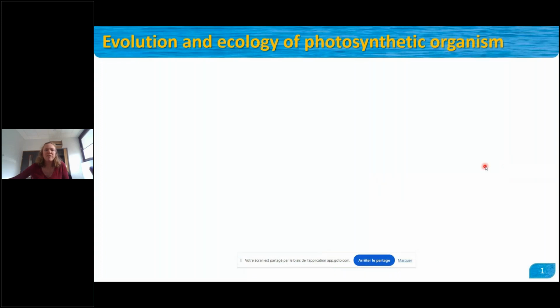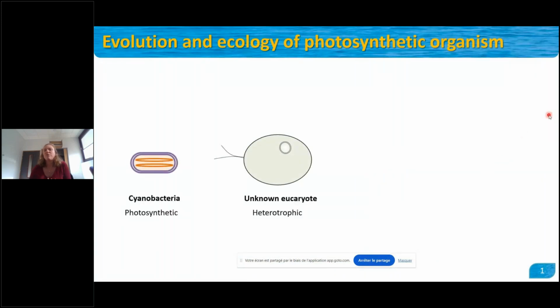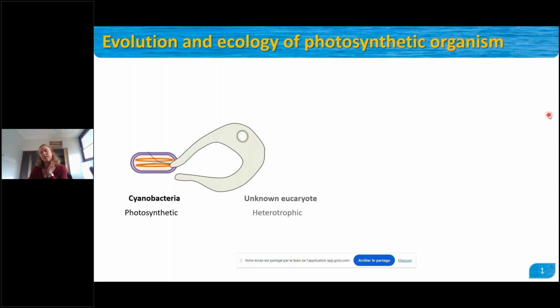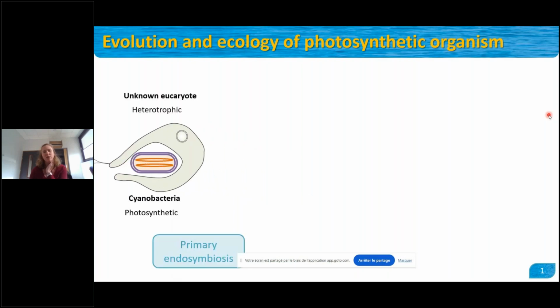We'll see. So the organisms we are working on are photosynthetic organisms. As you probably know, photosynthetic organisms started with a cyanobacterium that was engulfed by an unknown eukaryote, and that gave rise to all the photosynthetic kingdoms over the world. This event occurred once in evolution. We call it the primary endosymbiosis. It's kind of the same thing that happened for mitochondria.